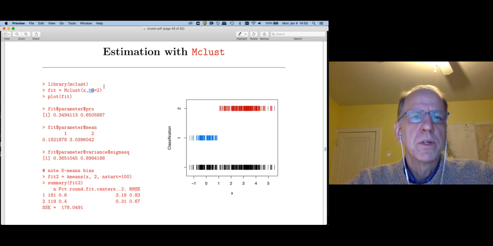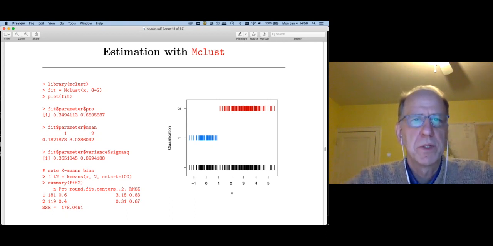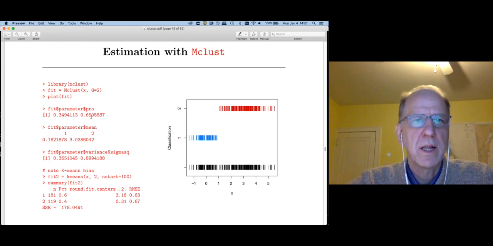So the first thing to note is that instead of using big K, MCLUS refers to the number of clusters as big G. I simply pass my X matrix, I can tell it how many clusters I want, and it finds it. The answer gets stored in a list that has sublists in it. So fit$parameter has the parameter estimates, pro stands for proportion, and we see a vector giving the prior probabilities.